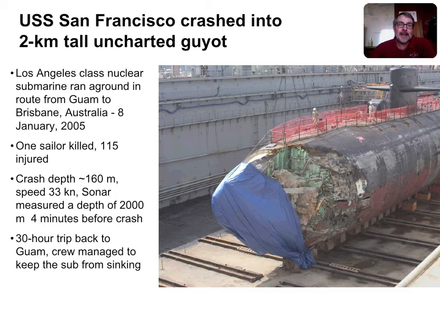Actually, I think the Navy didn't use these gravity maps when they were navigating this nuclear submarine. This happened in January 2005. The submarine was running from Guam to Australia, and amazingly it was going 33 knots at 160 meters depth, and it crashed into this seamount. A completely uncharted seamount. They took a sounding of 2,000 meters 4 minutes before the crash, so they didn't have any warning. Bang, they ran right into it. It's a wake-up call to people charting the oceans that we really don't know much about what's out there in detail. We have these global maps, but they aren't that good everywhere, and it would be good to map the oceans better.